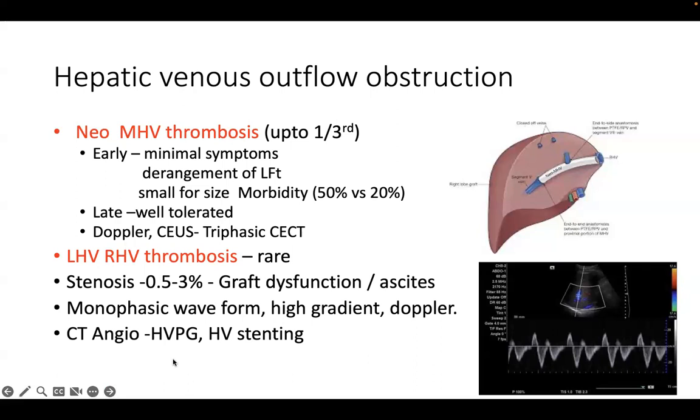Treatment of it basically, we go in, we measure the hepatic venous pressure gradient, and angioplasty followed by hepatic vein stenting salvages most of these patients.